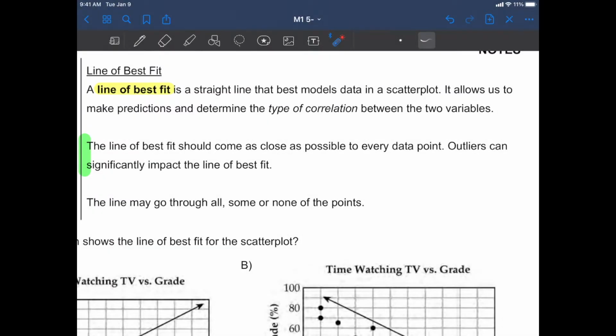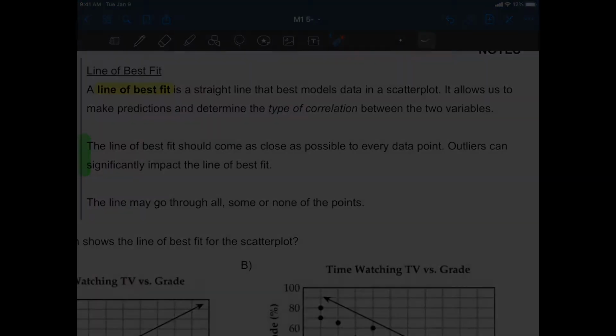Line of best fit. A line of best fit is a straight line that best models data in a scatter plot. It allows us to make predictions and determine the type of correlation between two variables. The line of best fit should come as close as possible to every data point. Outliers can significantly impact the line of best fit. The line may go through all, some, or none of the points.